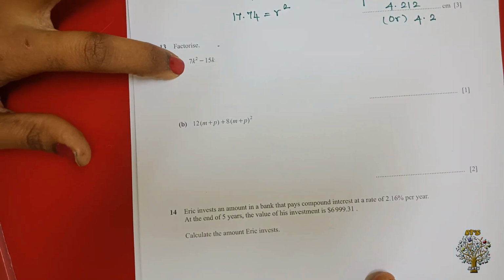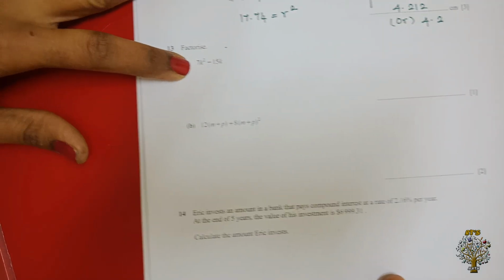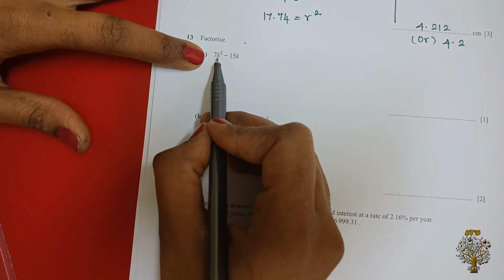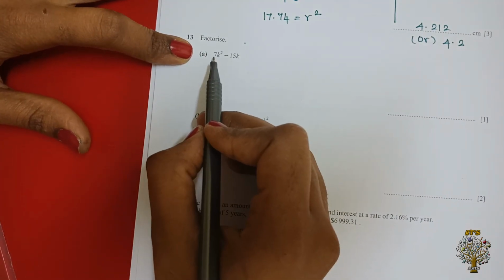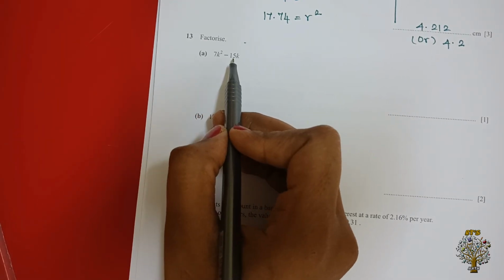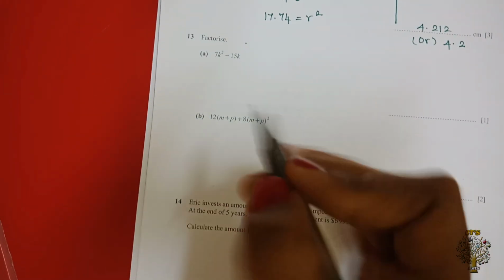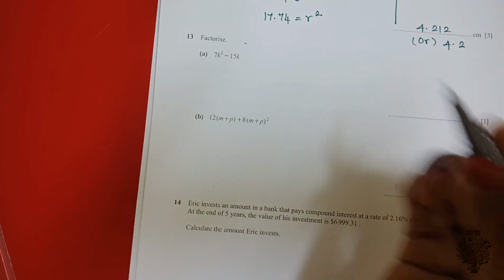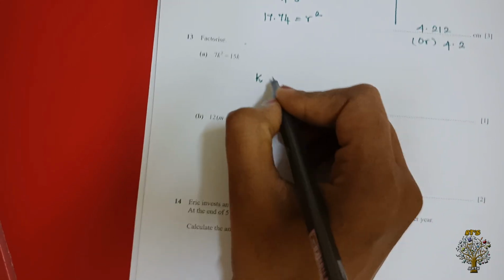The next question, 13th question, factorize. A question is 7k square minus 15k. In this problem, we have to check the numbers first, then the variables. Okay, you are going to take the common values out. 7 and 15 don't have any common factors, so just skip the constant. Check. Here we have k square, here we have k, so I can write 1k will come out.